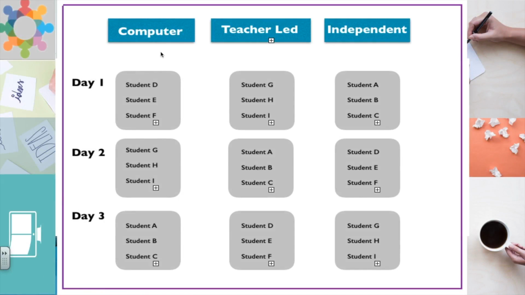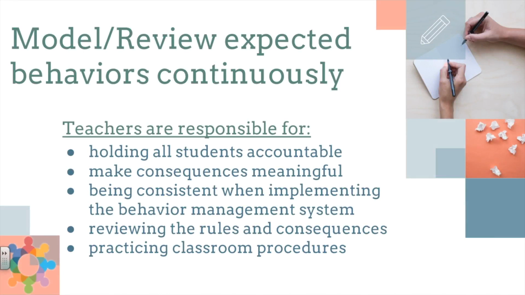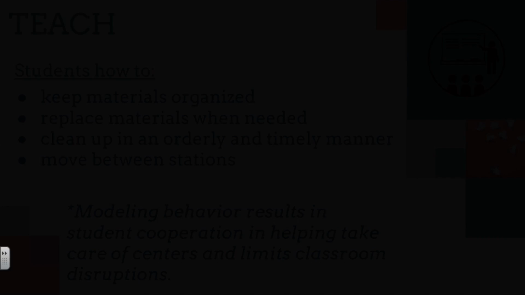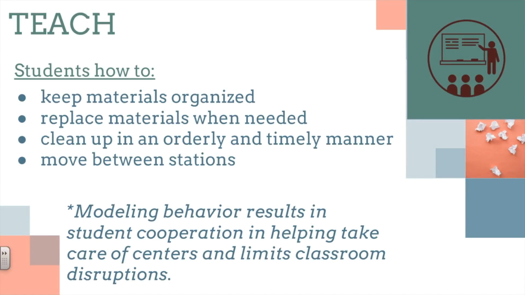And this one here is just another example of computer, teacher-led, and independent practice and how they rotate. Make sure it's easy for the students to understand. Once again, you want to make sure you're modeling and reviewing those expectations. Be consistent. Usually once you give a consequence to 1 or 2 students, they seem to pick up on it and are less likely to follow that bad behavior.